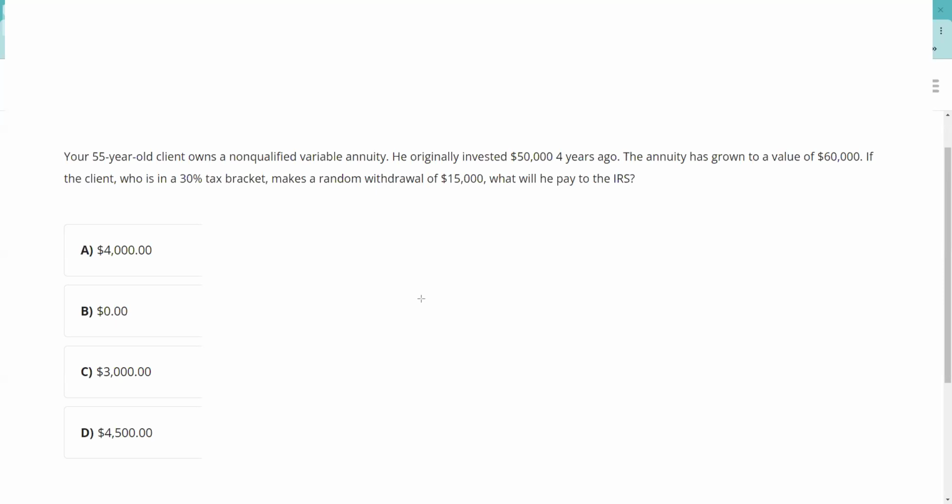Your 55-year-old client owns a non-qualified variable annuity. He originally invested $50,000 4 years ago. The annuity has grown to a value of $60,000. If the client, who's in a 30% tax bracket, makes a random withdrawal of 15, what will he pay to the IRS? All right, so let's go through this and pick out some of the pertinent information.